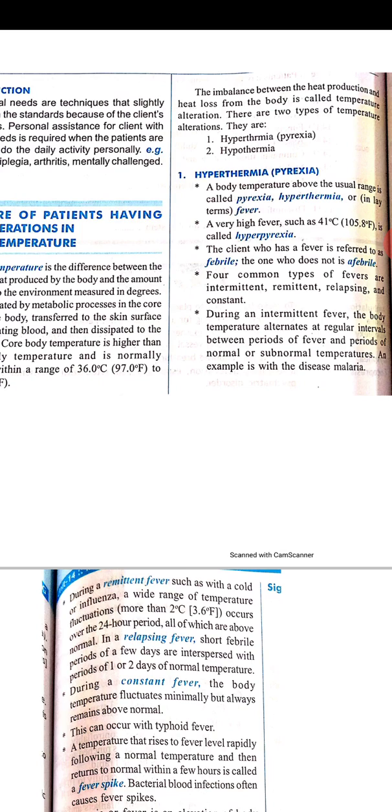Okay. A client who has fever, that condition is known as febrile. And when the body temperature rises to 105 degrees Fahrenheit, that is known as hyperthermia. When the body temperature falls below 95 degrees Fahrenheit or 35 degrees Celsius, that is known as hypothermia.